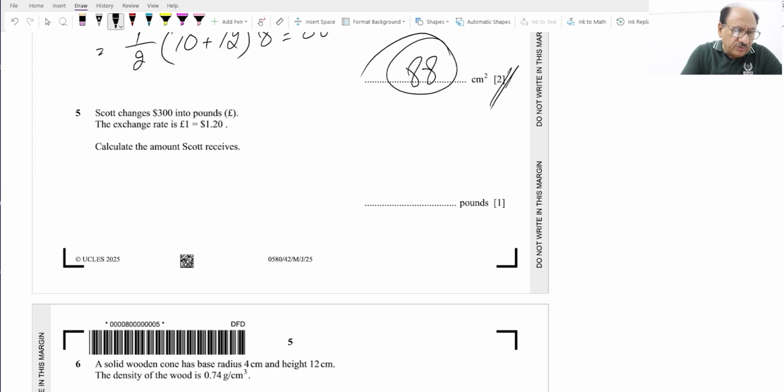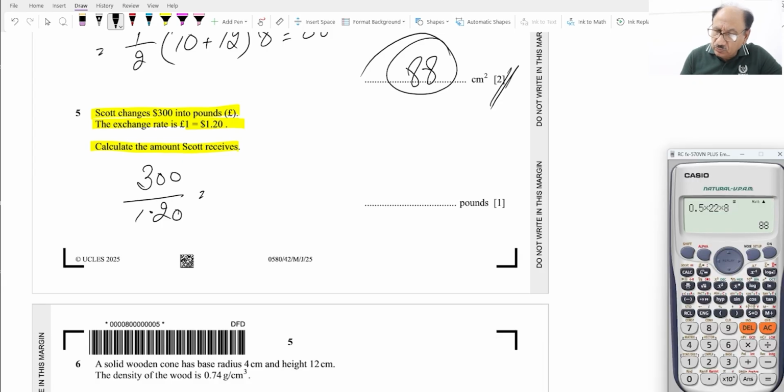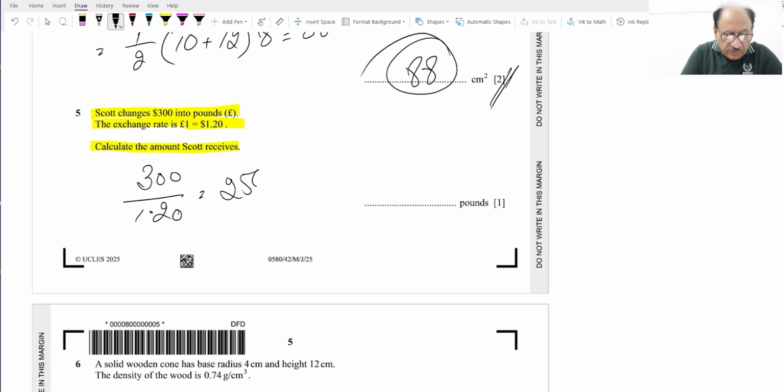Now question number 5 says Scott changes $300 into pounds, and the exchange rate is 1 pound is equal to 1.20 dollars. Calculate the amount received. So this is $300 and the rate is 1.20. We will divide this. It's a 1 mark question, so working is not required, but I'm writing it for your explanation. So this is 250 pounds. This will be our answer for 1 mark.